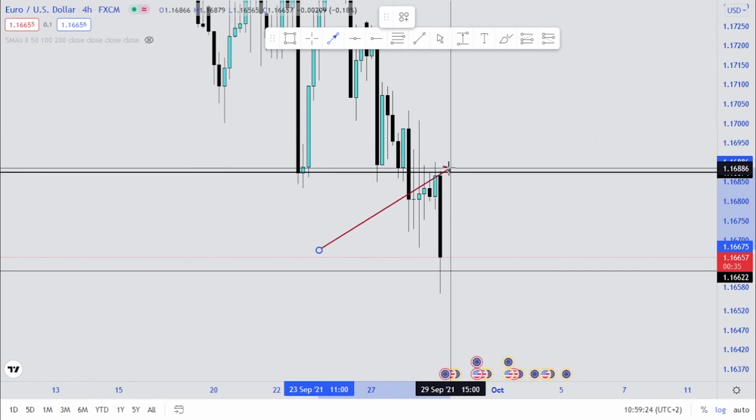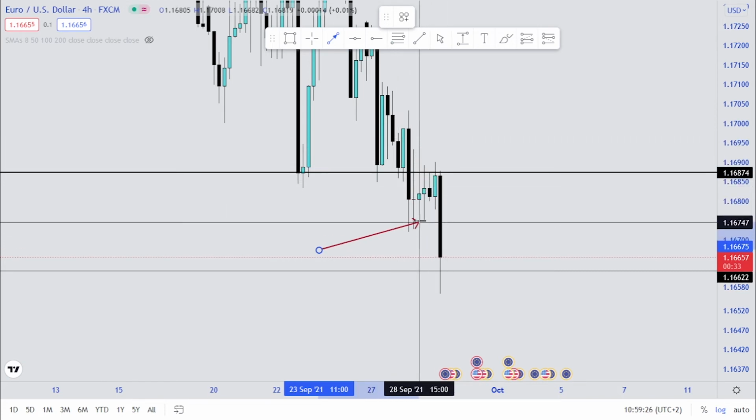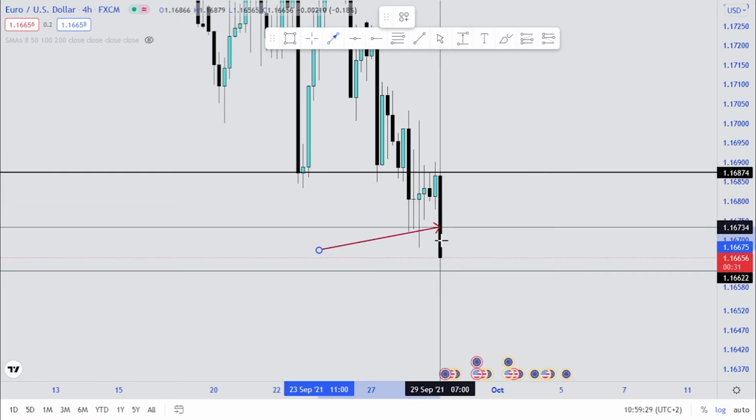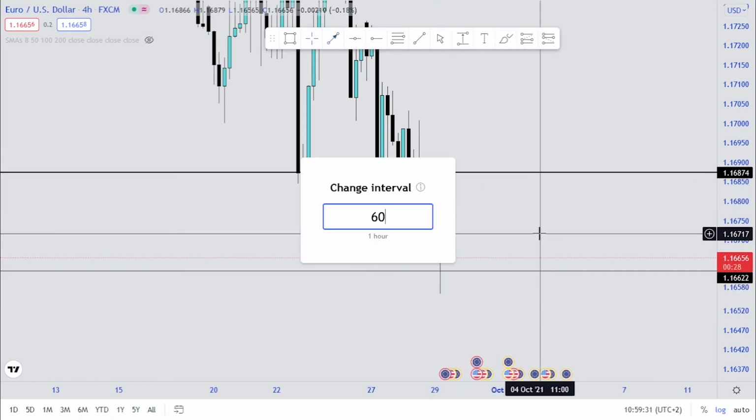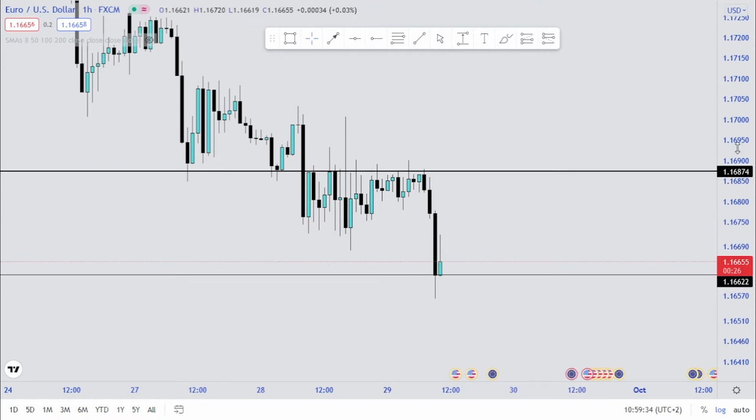We can see the lack of intent of these false breaks. We can see price showing us the descending correction and then coming to the downside. So this setup, how could we have caught it? It was basically simple, guys.